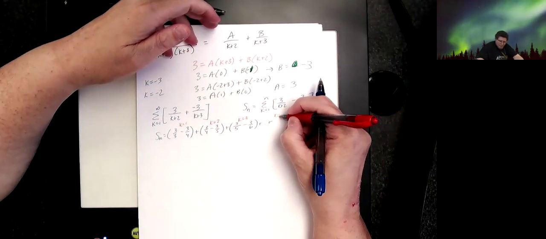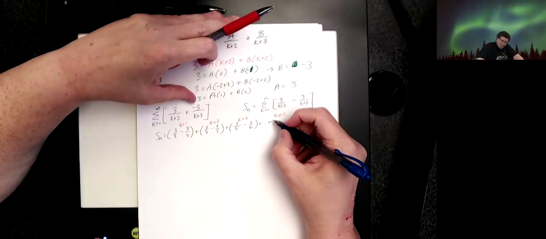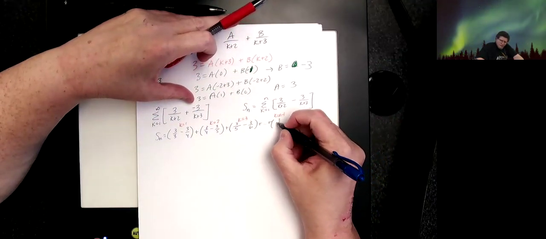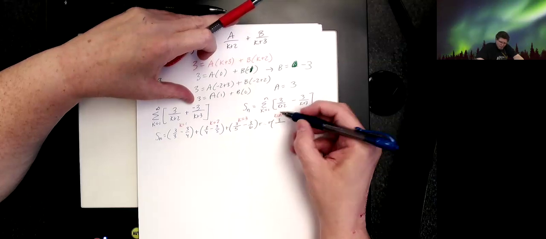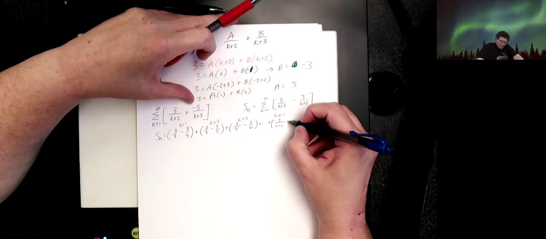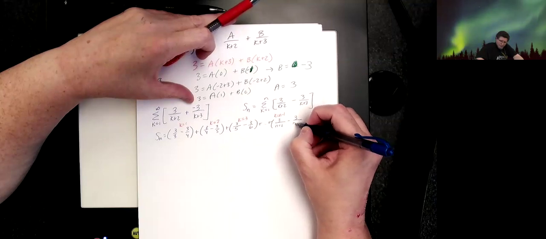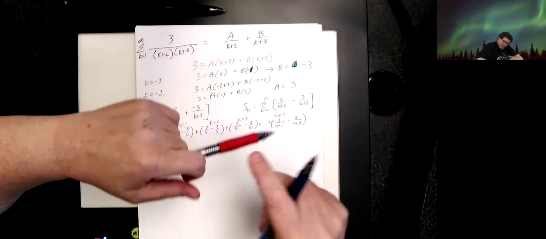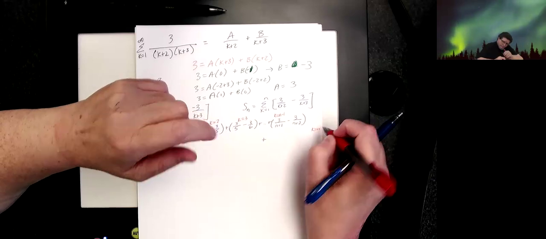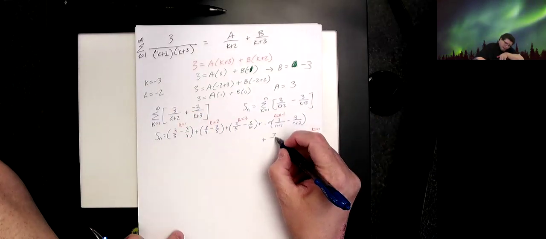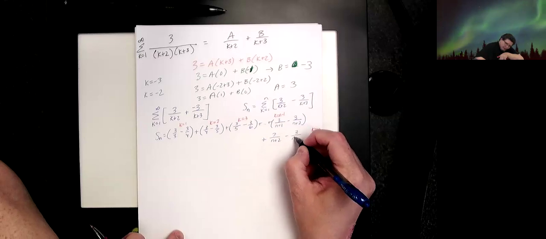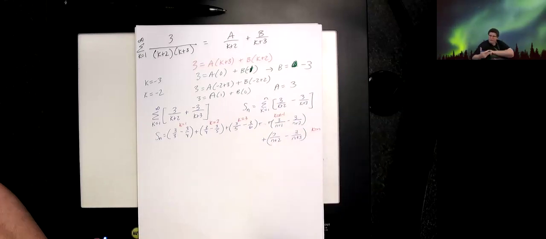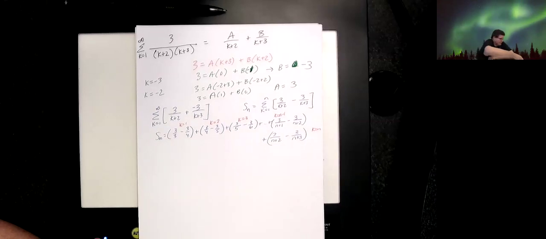K equals n minus 1. N minus 1 plus 2 would be n plus 1, minus 3 over n plus 2, plus the k equals n term, 3 over n plus 2 minus 3 over n plus 3. And I think this blue pen is dying. Let's move this out of sight and grab a fresh blue pen.